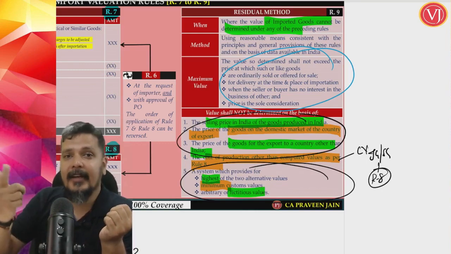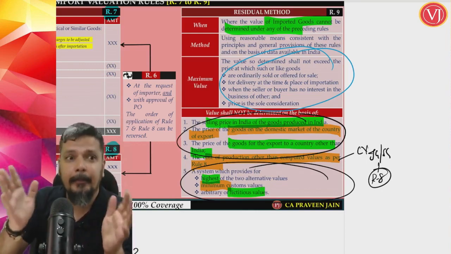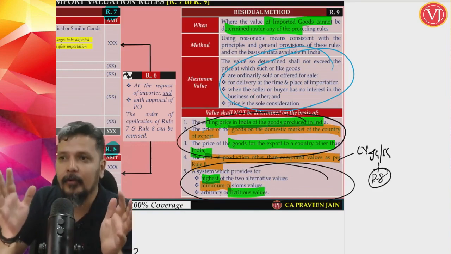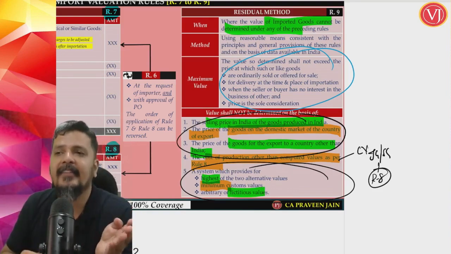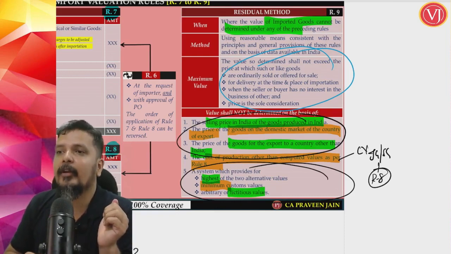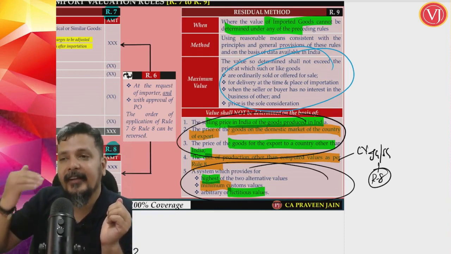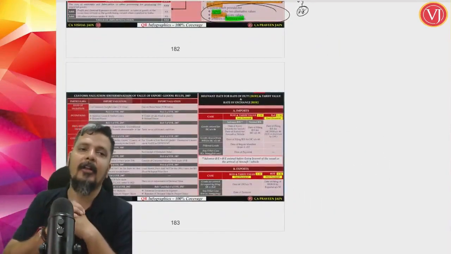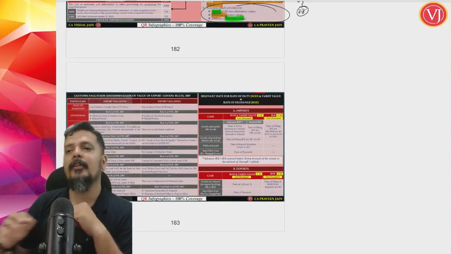But 7 and 8, for sure, 7 importantly, there can be beautiful questions asked in 7, and ICA has asked a few times when you're talking about the calculation part of 7. Calculation part of 7, that is subtraction method or deductive value method. So that is all and all about your import valuation rules.